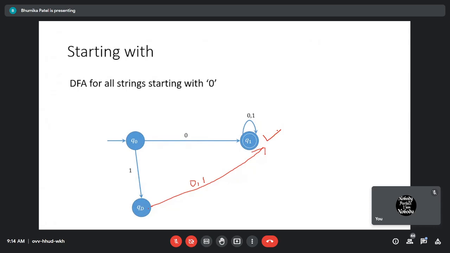Okay, we are going to show the transition, the self loop. That means anything which is starting from 1, and anything after that, 1 પછી તમારું 0 હોય કે 1 હોય કે કઈ બી હોય, it should be rejected. ખબર પડે છે બધાને? Yes, ma'am. Okay, so this is the DFA for all the strings starting with 0 only.